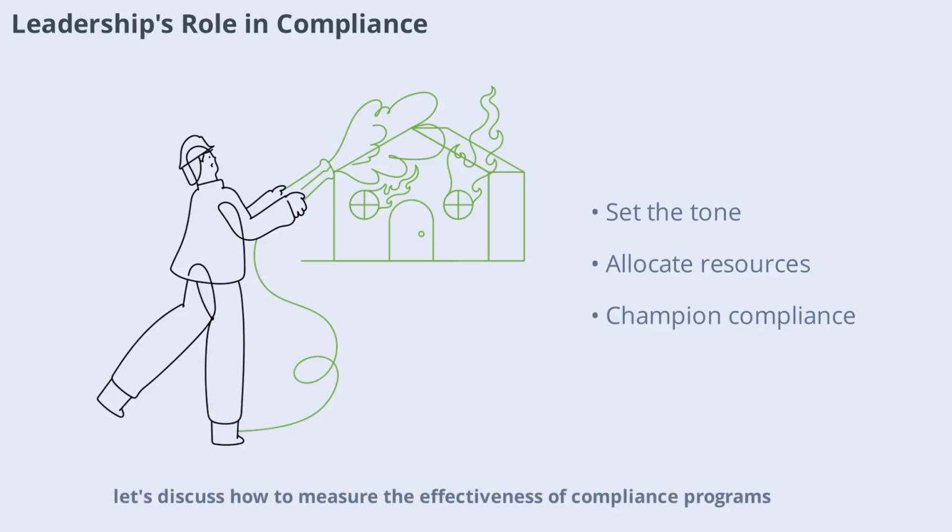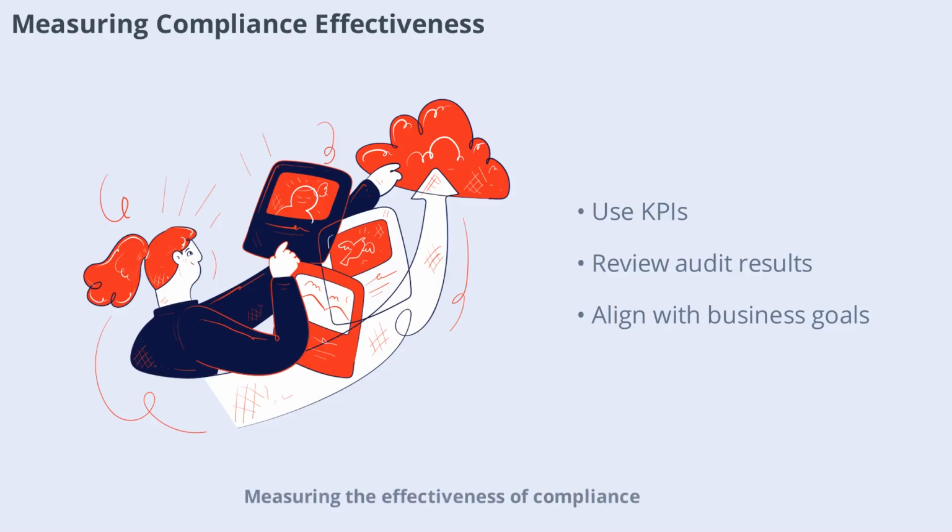Next, let's discuss how to measure the effectiveness of compliance programs. Measuring the effectiveness of compliance programs is essential for continuous improvement. Organizations can use key performance indicators, KPIs, audit results, and incident reports to assess progress. Regular reviews help identify areas for improvement and ensure that compliance efforts are aligned with business goals. Effective measurement supports informed decision-making and demonstrates accountability to regulators.